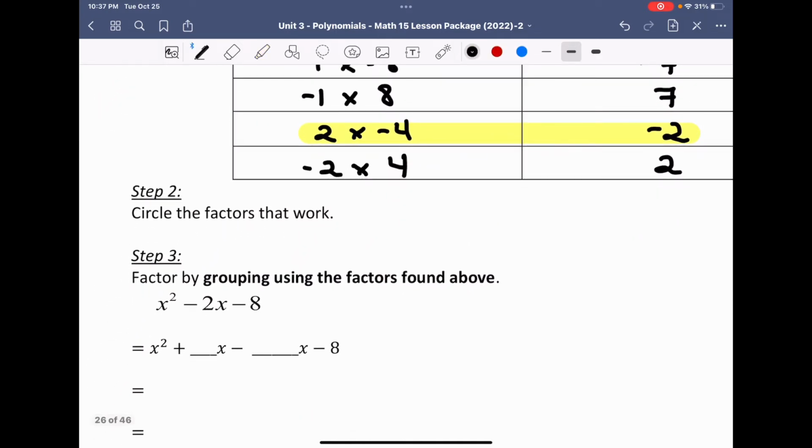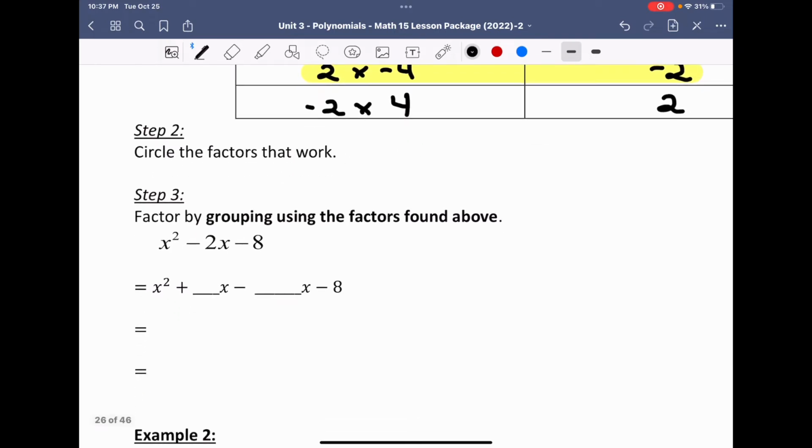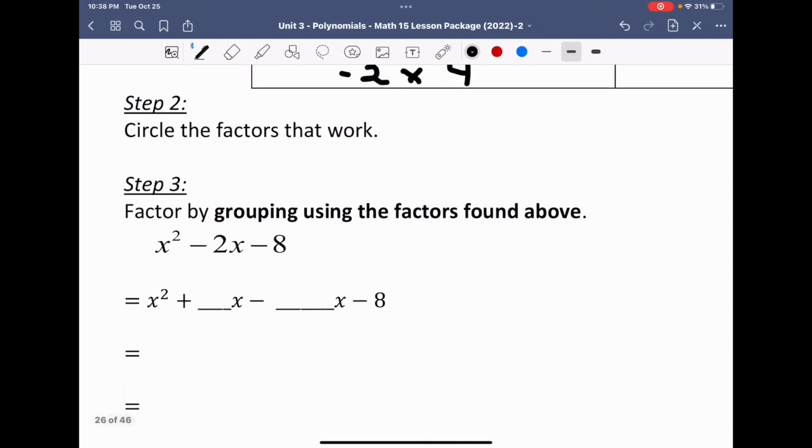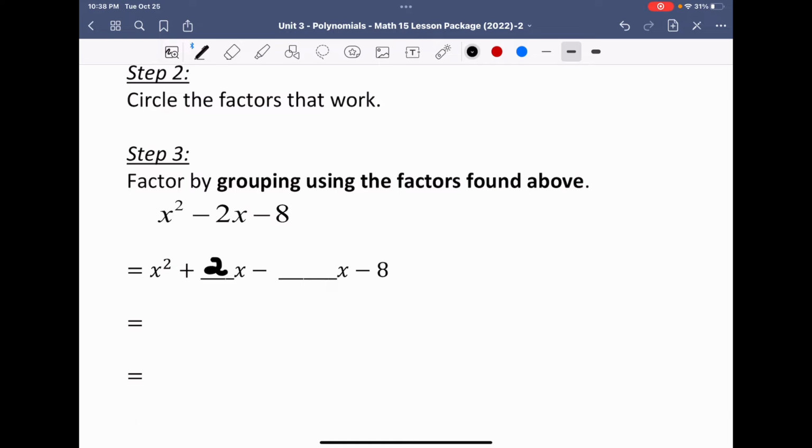Now, we're going to set up what we learned in the previous lesson. If I take this trinomial and I break apart the middle into two numbers, these factors, then I'm going to have a positive 2 and a negative 4. And we can confirm that this works because if I take positive 2x and negative 4x and I combine them together, I get negative 2x. So this is a quick way to show that we've done this correctly.